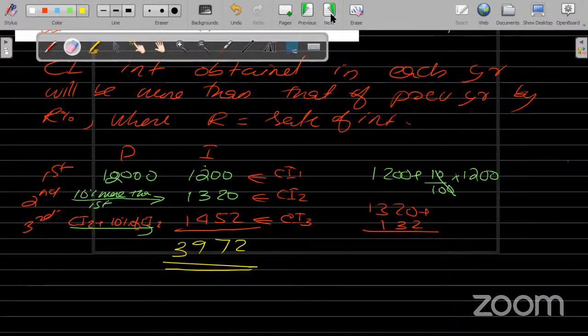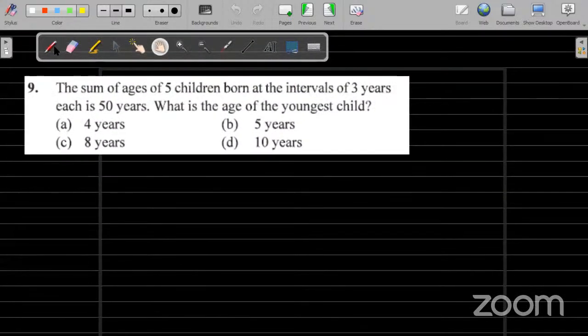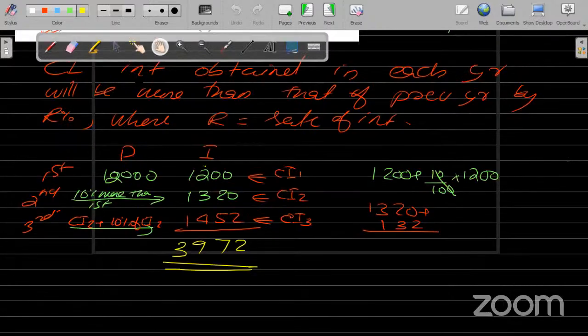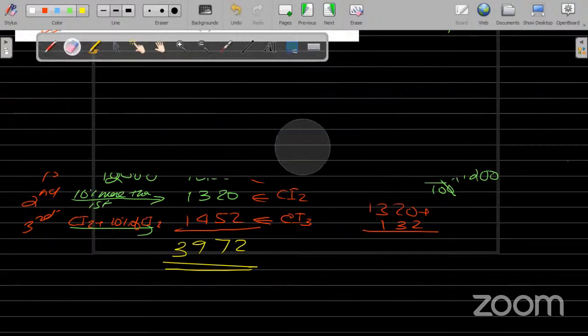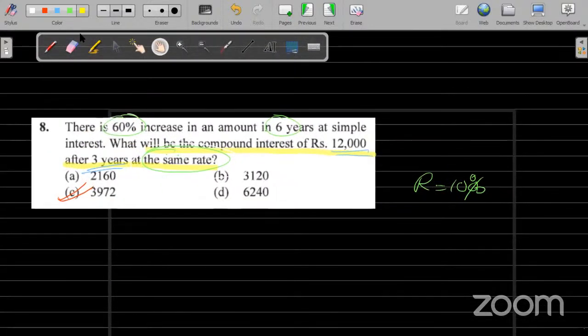So we can adopt the formula method. That may take some time to do the calculation, but if you go for this method, then it's very simple. First calculate the rate. The rate was 10%. After getting the rate, there is nothing in it. Once you get the rate as 10%.